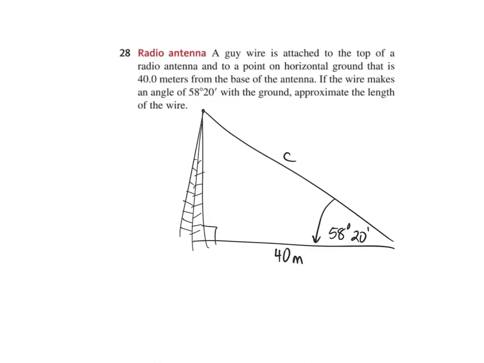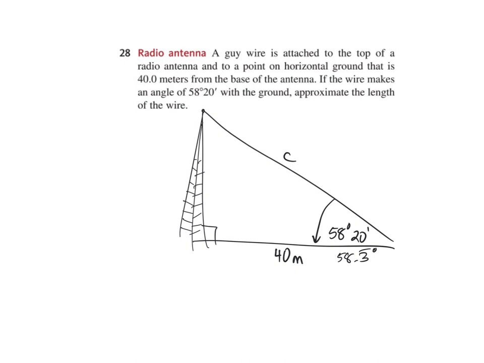Radio antenna. A guy wire is attached to the top of a radio antenna to a point on the horizontal ground that is 40 meters away. Okay. And so we got to get 20 minutes in terms of decimals. So 20 divided by 60 is 1/3, so 0.3. So this is 58.3 repeating degrees.